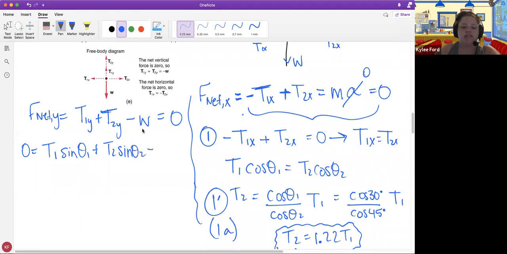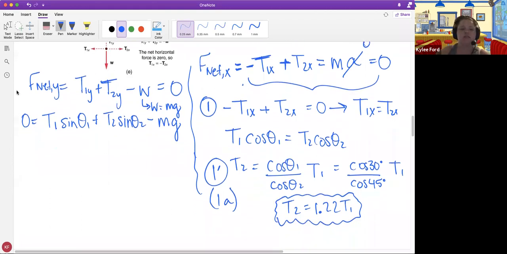And our weight is going to be calculated as mg. So that's the weight due to gravity, right? So our mass times g. So I can start plugging in values. And notice now that we have, so this is equation 2, we have this value for T2. I can plug that into this equation as well, okay?